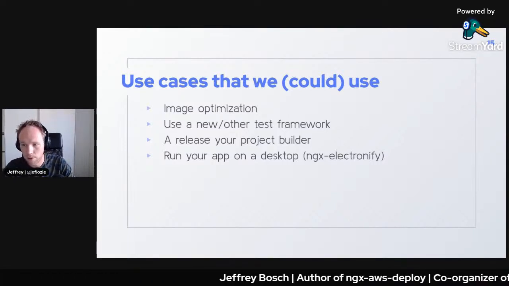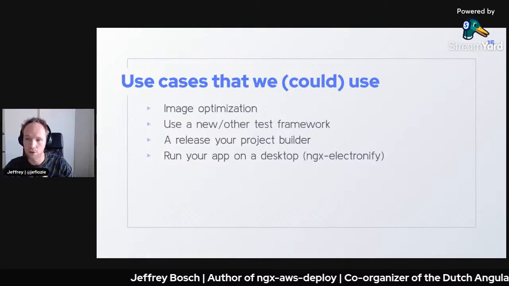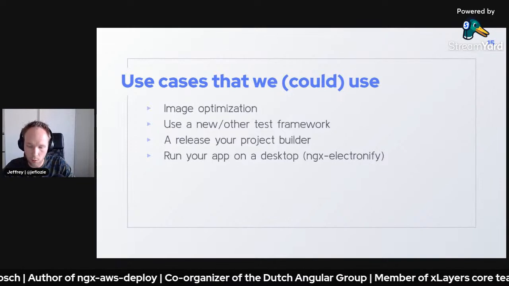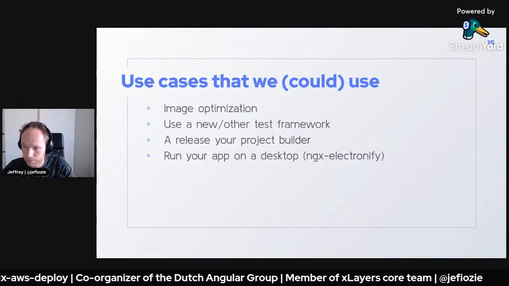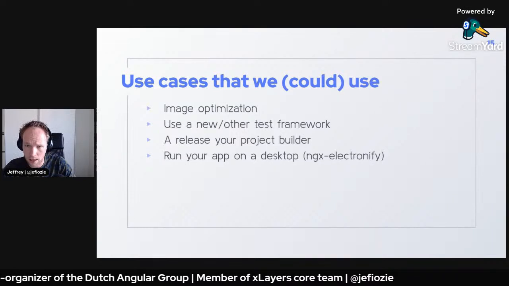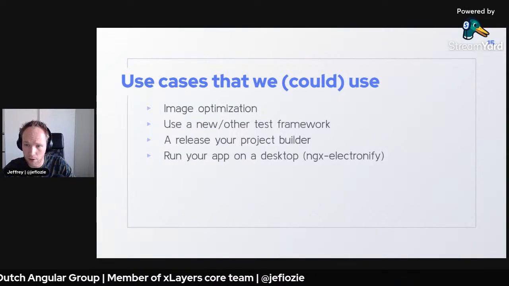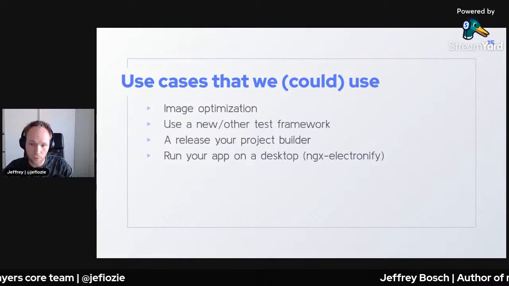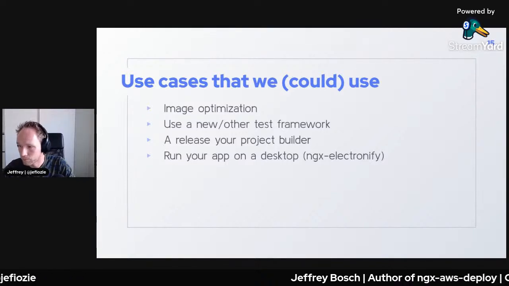But you can also think of experimenting. You can say, I want to use a test framework and hook it up in a certain way. You can do this with a builder, because that's what the Angular CLI also does under the hood. The Karma builder is basically hooking up Karma for the Angular application.